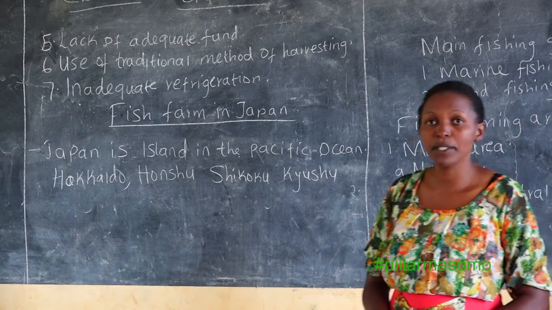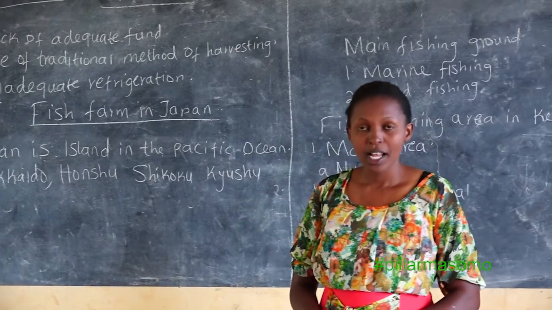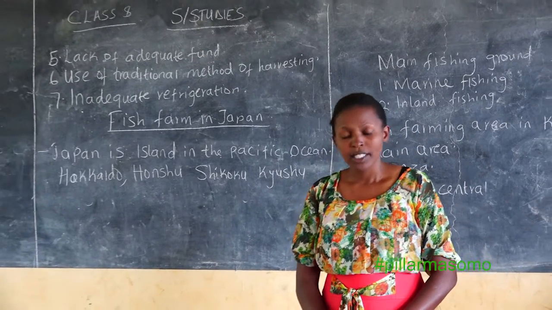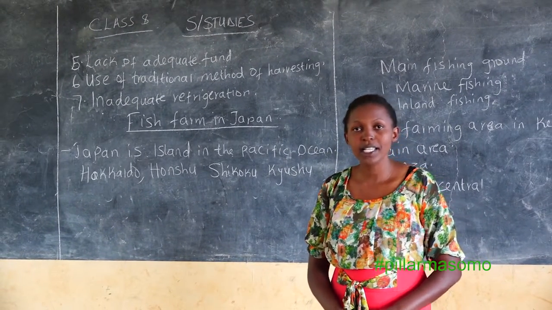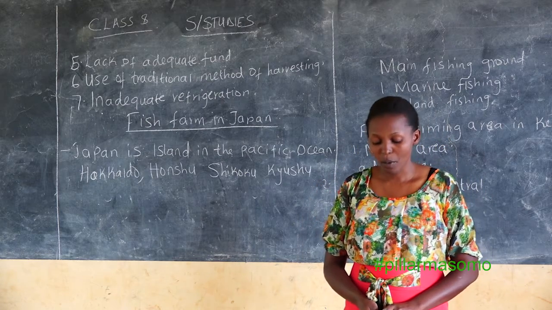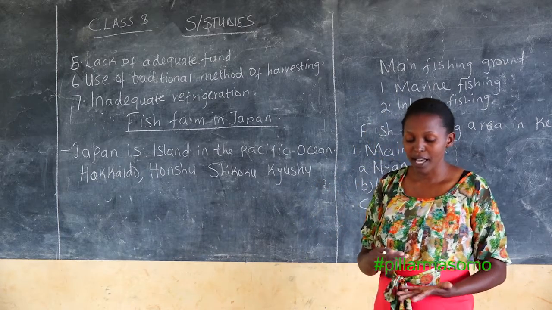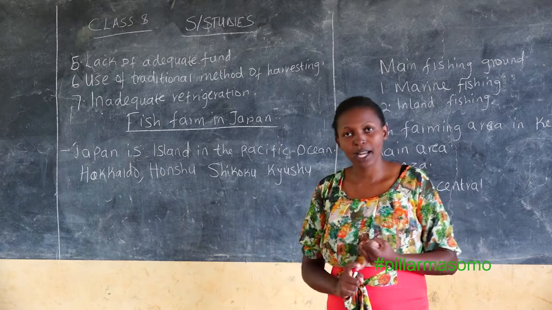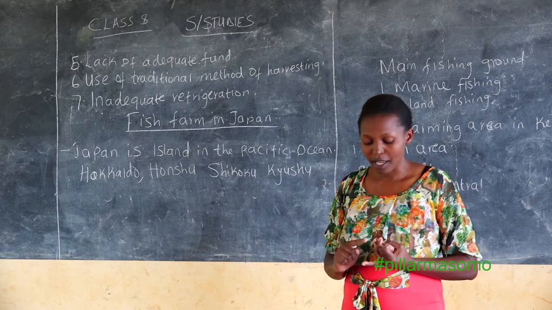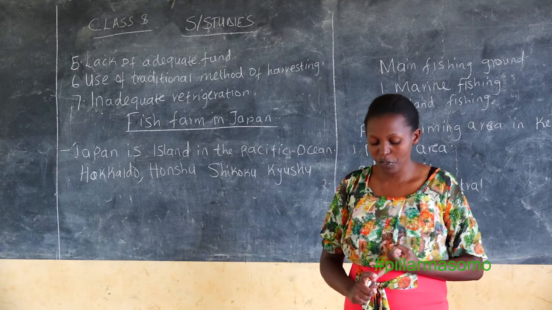Japan is the leading producer of fish in the world. Japan produces about 1/6 of the fish in the world. So we have that one. We have said that Japan is the leading place where they produce a lot of fish.